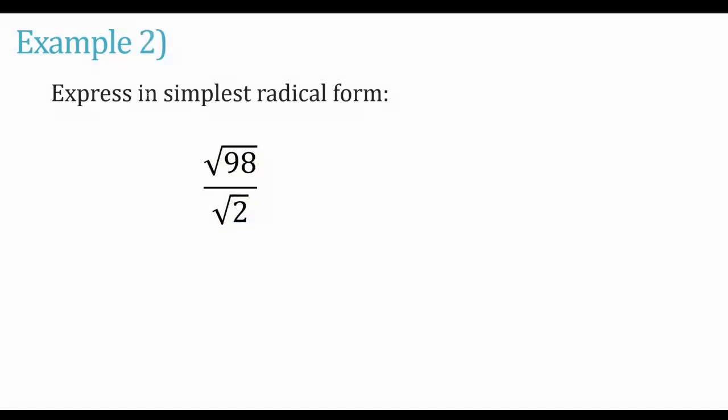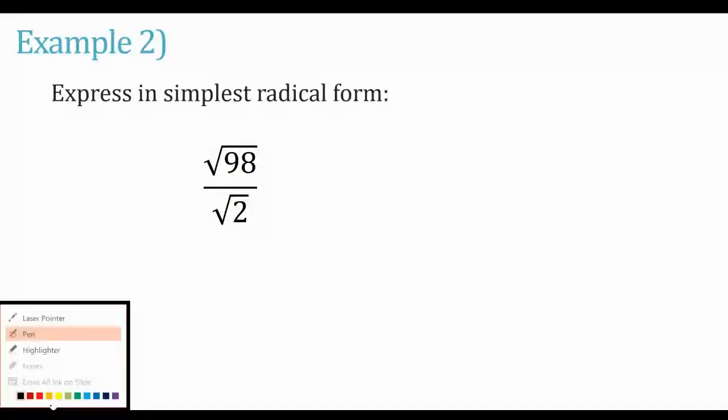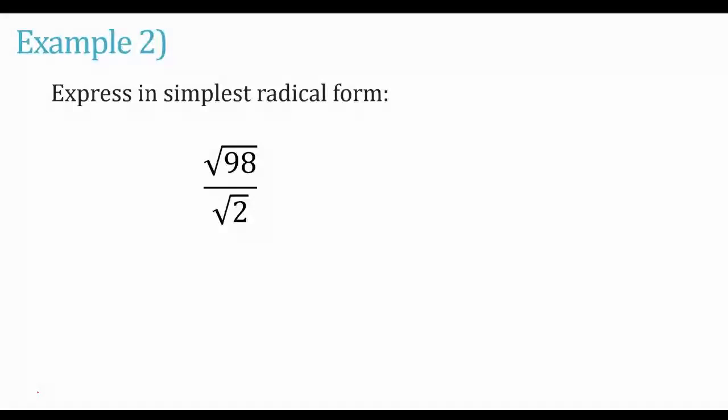So here we have expressed in simplest radical form, the square root of 98 divided by the square root of 2. So we're going to divide those radicands before we do anything. Divide them out. And then 98 divided by 2 is 49. Now 49, is it a perfect square? Is there perfect squares that can go into it? The answer is this is a perfect square. What number times itself gives you 49? The answer to that is 7.